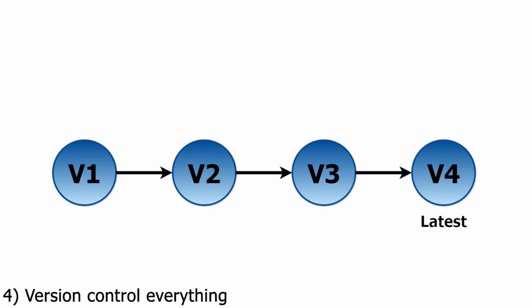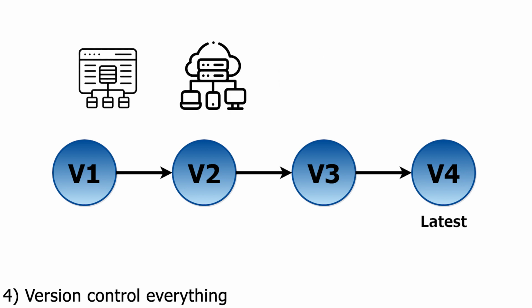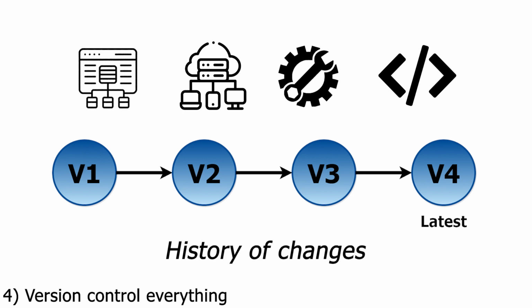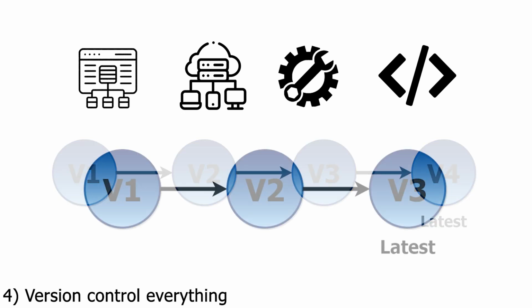Version control everything. DevOps teams often apply version control to many different assets, from design and architectural assets, infrastructure, configuration, and of course, source code. Version control has a very useful property. It creates an immutable view of the history of changes. This enables teams to refer to exact changes made, as well as the ability to roll back easily.